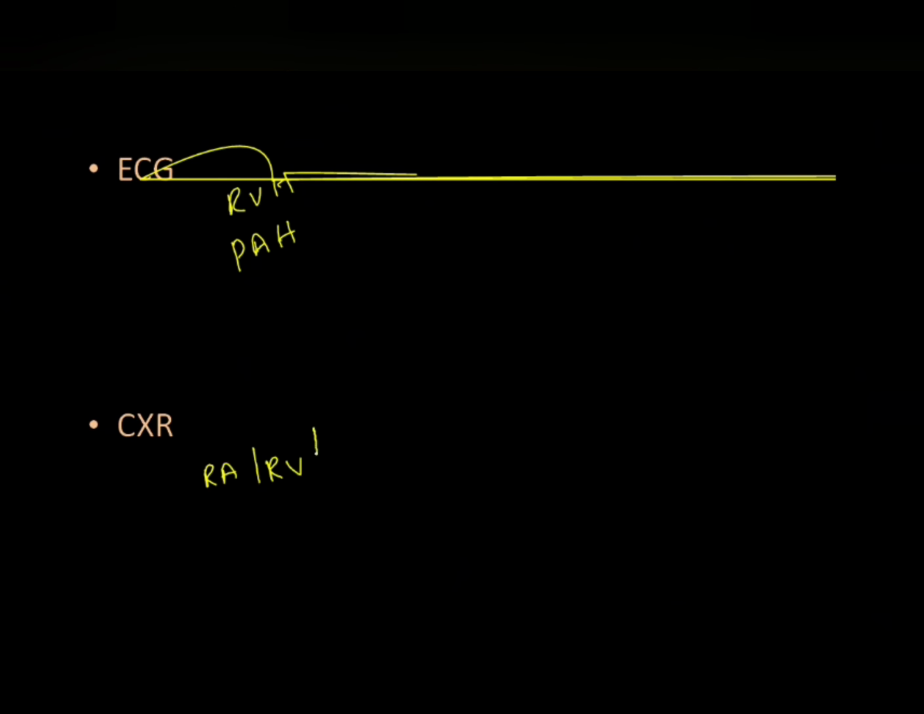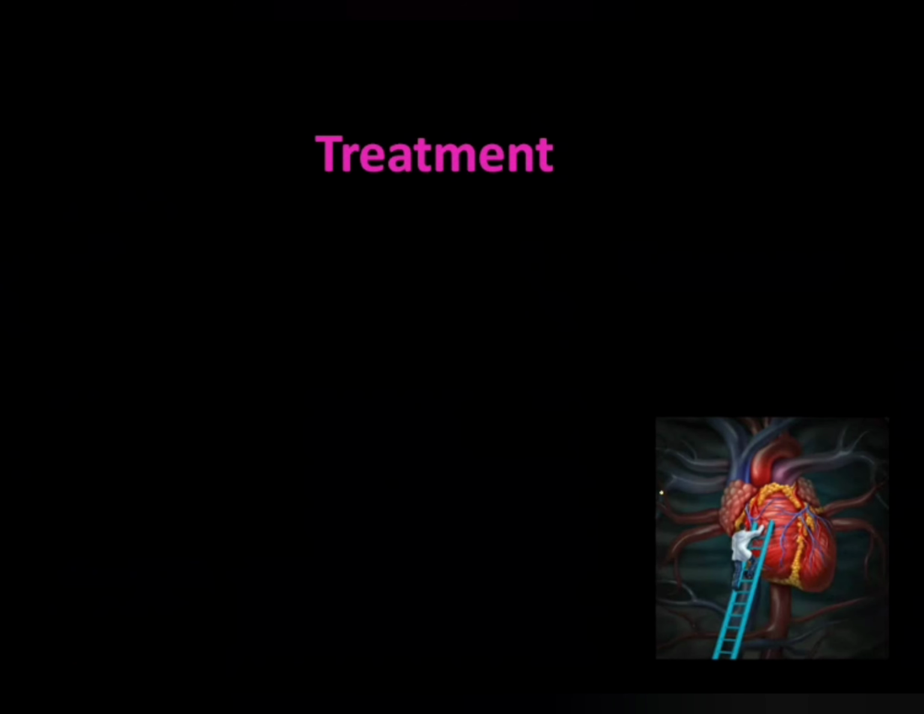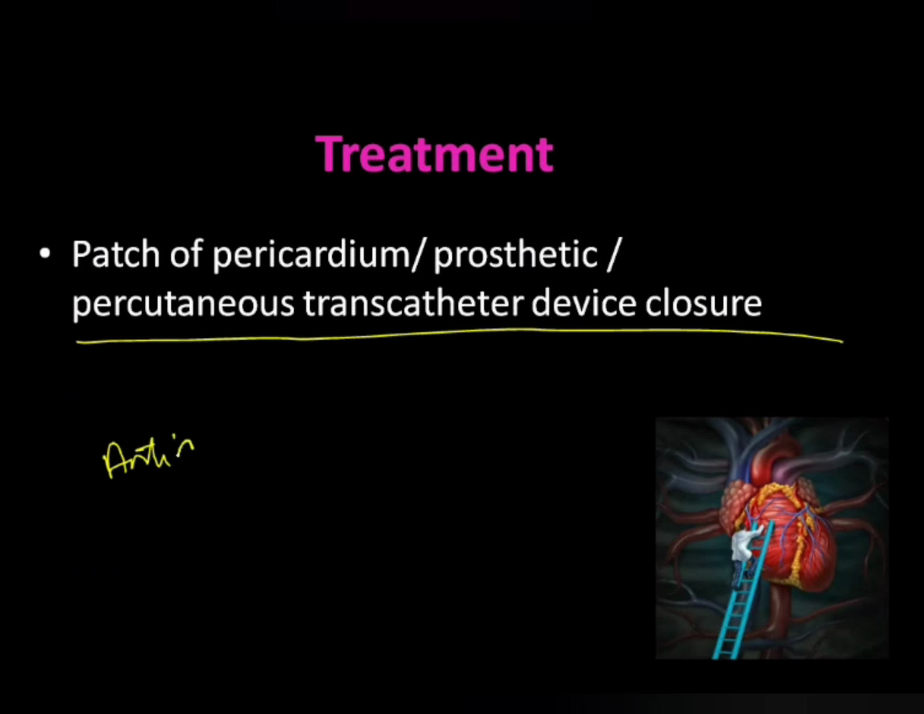Now, how do we treat these patients? Treatment is only for people whose defect is more than 5 mm or who have a very significant left to right shunt. Treatment is surgical closure of the defect, either by a patch of pericardium or prosthetic, or percutaneous transcatheter device closure. Now if these people develop arrhythmia, then you have to put them on antiarrhythmic drugs.